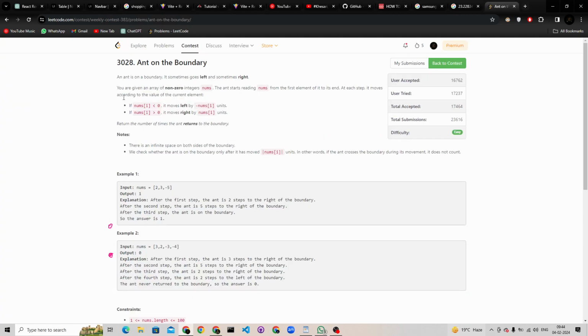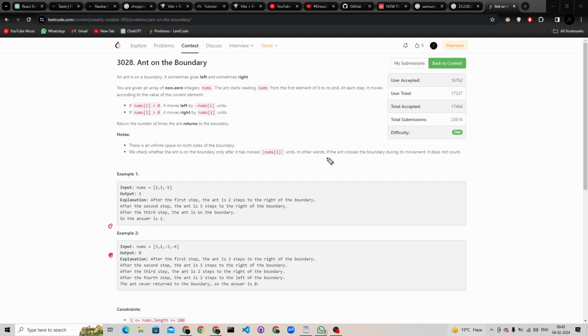The first question basically says that ants are moving. Ants are reading these array elements, and if they read 2 they move up, and if they read 3 they go down. We just have to return the number of times the ant comes to position 0.